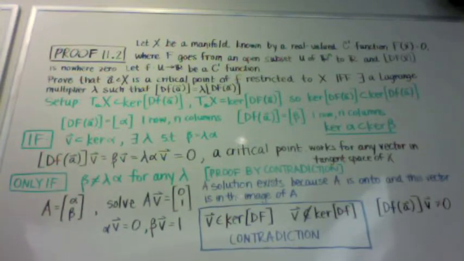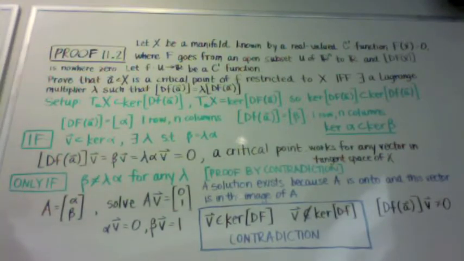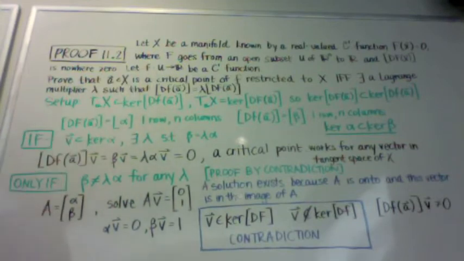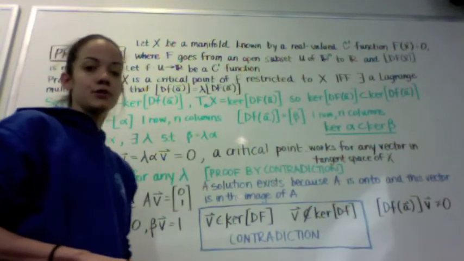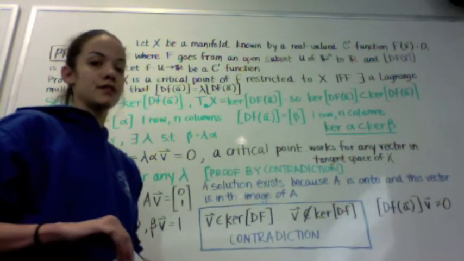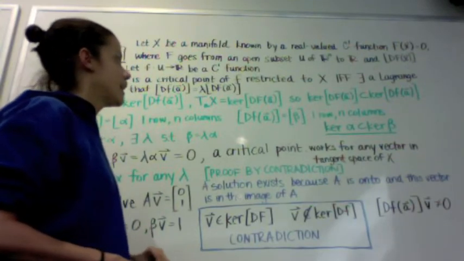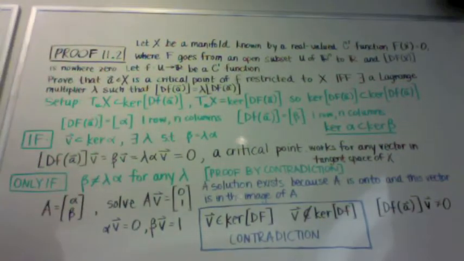There are a few steps before we get into how we're going to prove this, and it's important that you write them out. We have that the tangent space to the manifold at point a is a subset of the kernel of the Jacobian of the optimizing function. This is a result from 11.1. We also have that the tangent space to the manifold at point a is equal to the kernel of the Jacobian of the constraint function at point a, and that is from 10.2. We can take both of these as given for this proof.